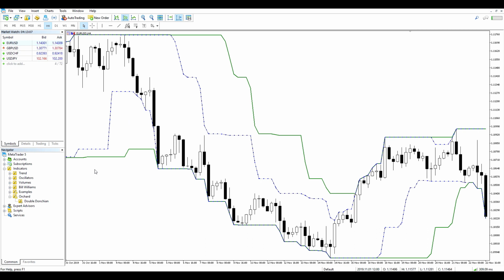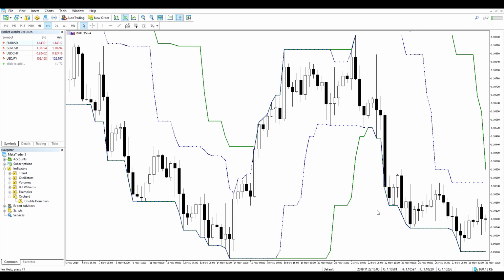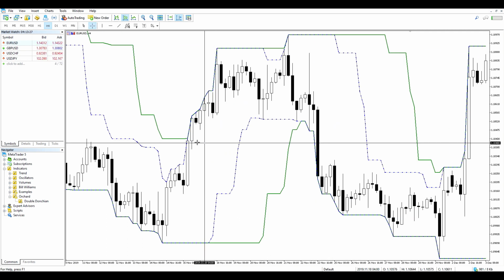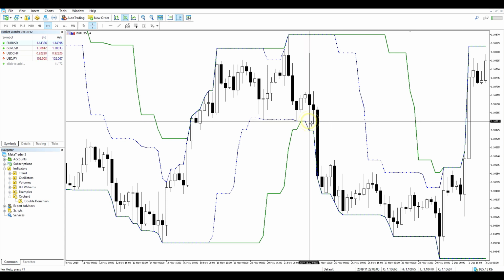Looking at the euro chart for the same period, we would have entered a short trade here and held that until we broke the 12 period channel there for 592 points. Then a buy trade here, which would have broken the channel here for a profit of 112 points. A sell trade here, which we would have held until this point for a profit of 346 points.